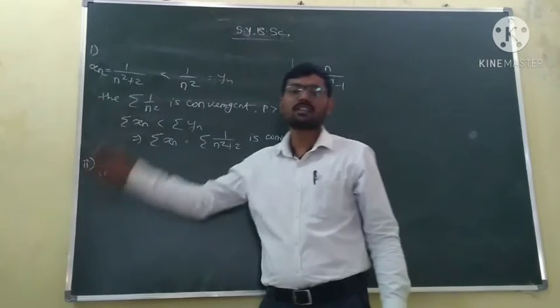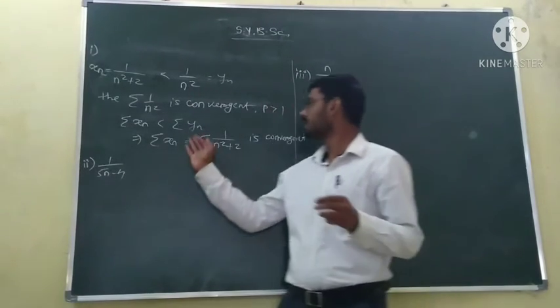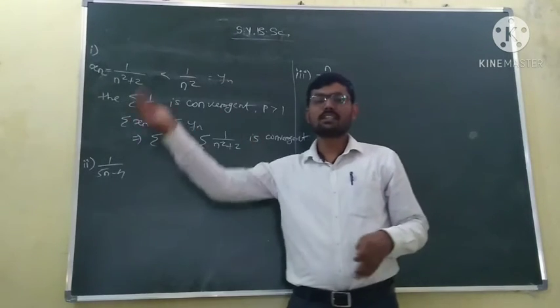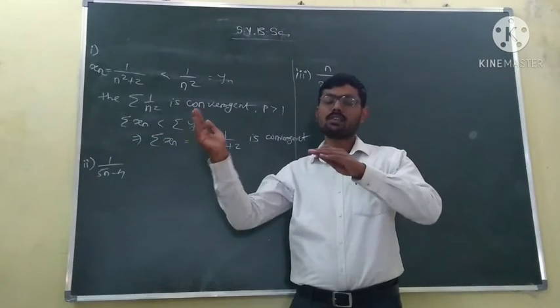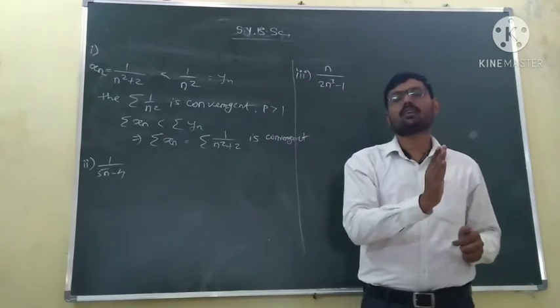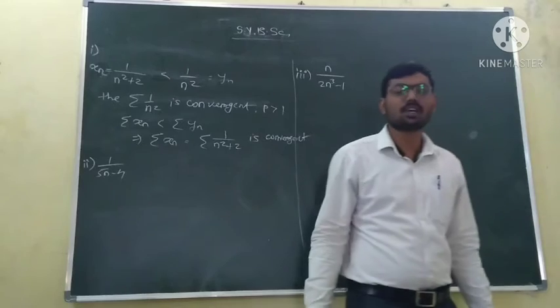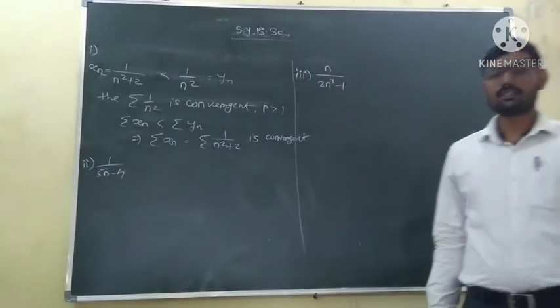By comparison test. Why? Because the bigger series is convergent. We know if the bigger series is convergent, then the series smaller than the bigger series is also convergent. So this series whose nth term is 1 upon n square plus 2 is convergent by comparison test.